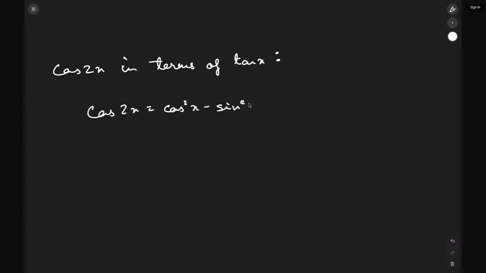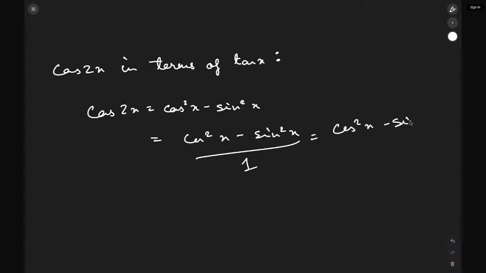Now we will derive cos 2x in terms of tan x. So we already know cos 2x is equal to cos square x minus sine square x. And cos square x minus sine square x divided by 1, we can write as cos square x minus sine square x whole divided by cos square x plus sine square x.